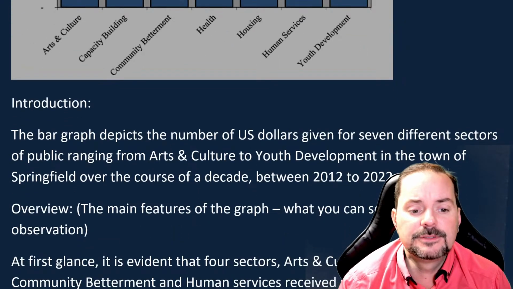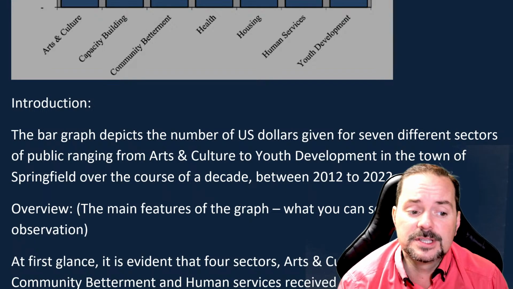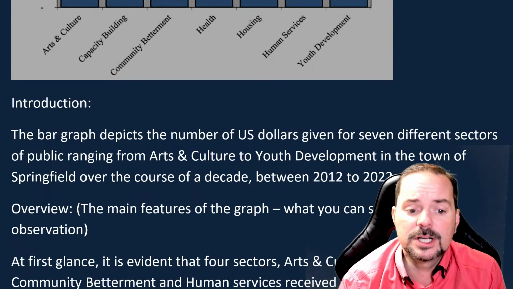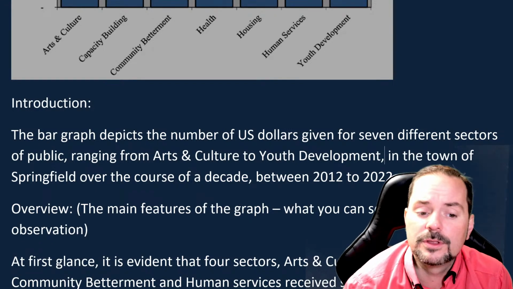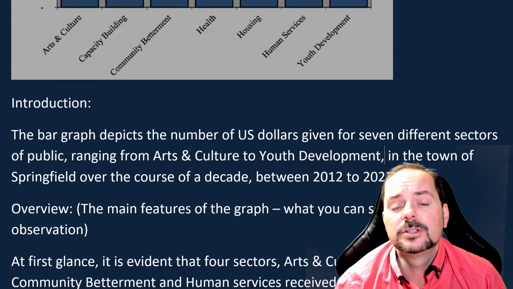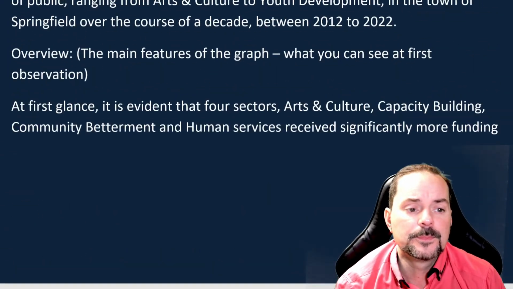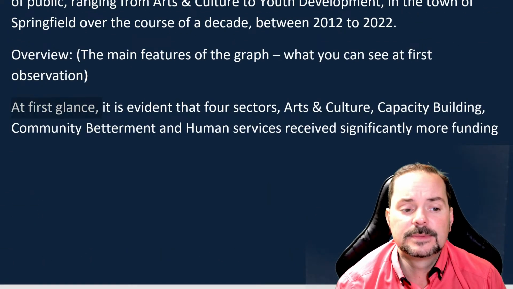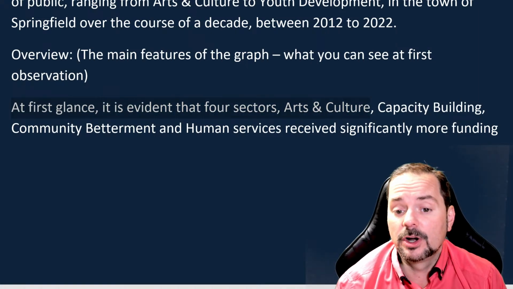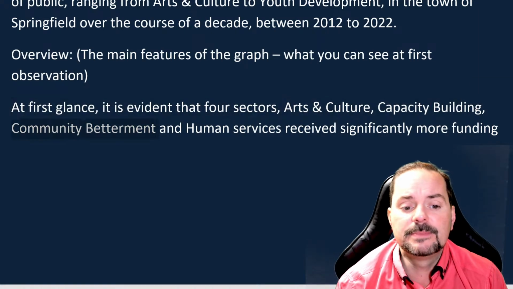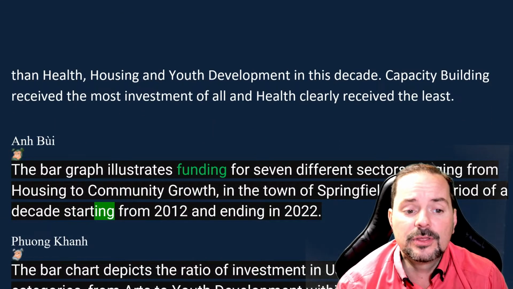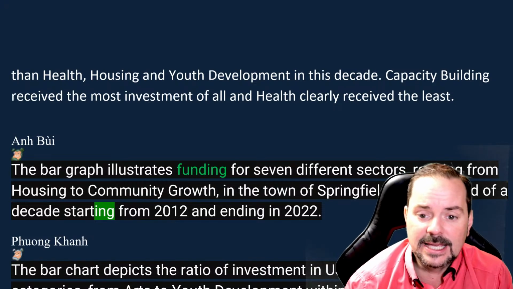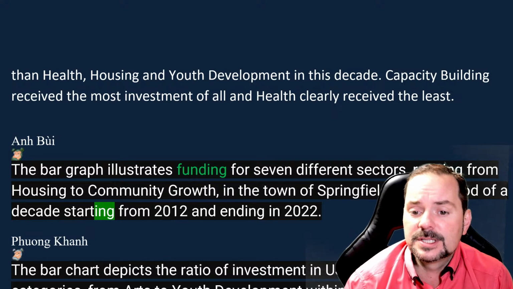The bar graph depicts the number of US dollars given for 7 different sectors of public, ranging from arts and culture to youth development in the town of Springfield over the course of a decade between 2012 to 2022. At first glance, it is evident that 4 sectors, art and culture, capacity building, community betterment, and human services, received significantly more funding than health, housing, and youth development in this decade. Capacity building received the most investment of all, and health clearly received the least.